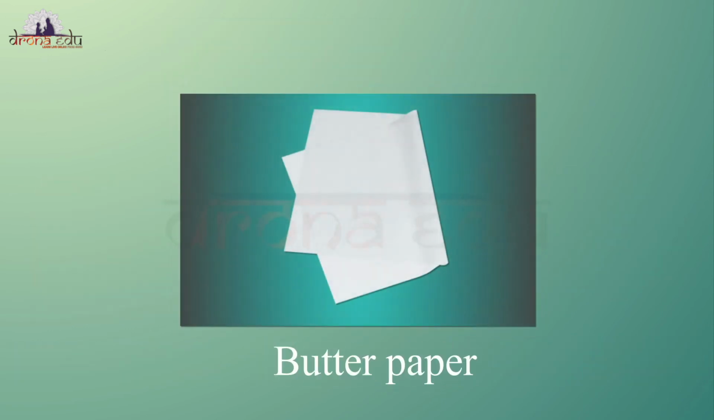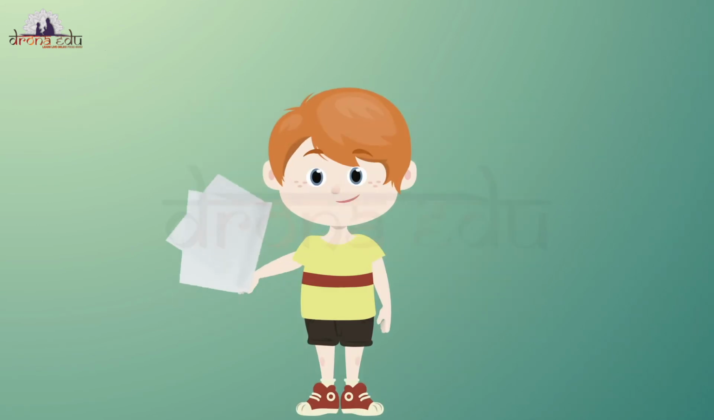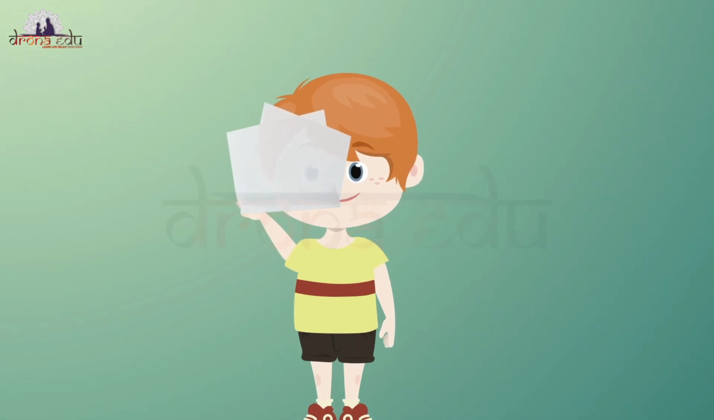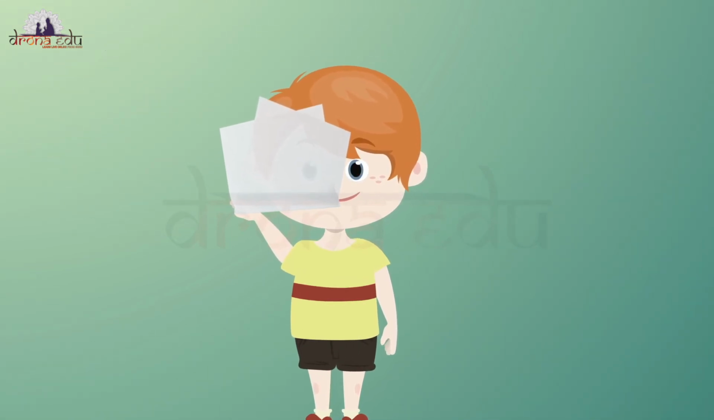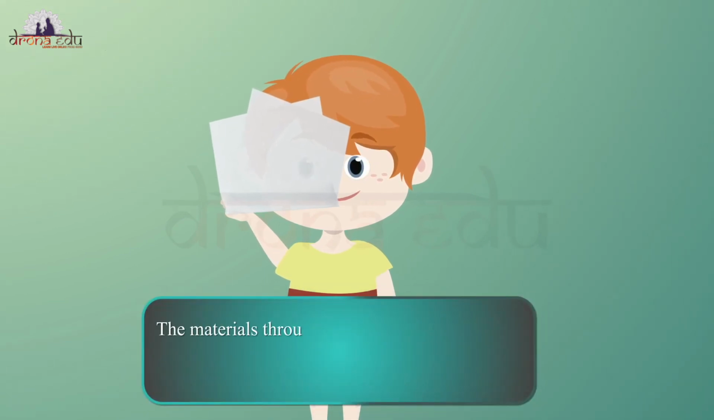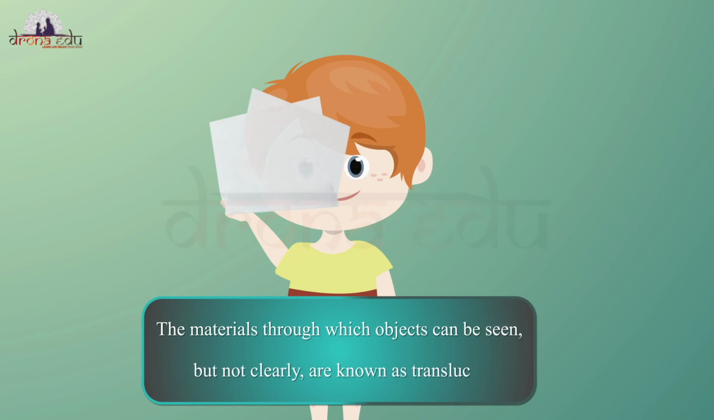Have you tried looking at things through butter paper? Is everything on the other side of it visible? No. You can see the objects through the butter paper, but not clearly. The materials through which objects can be seen but not clearly are known as translucent.